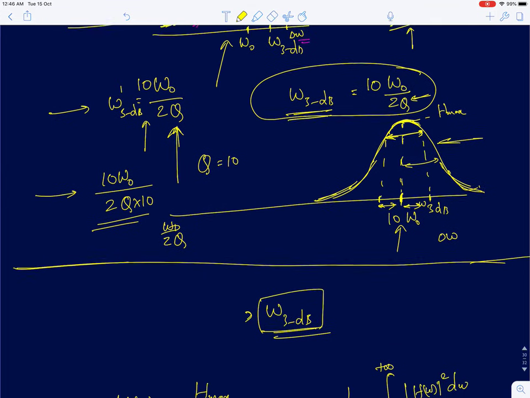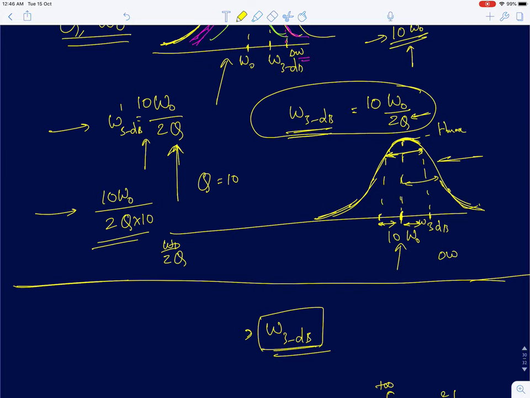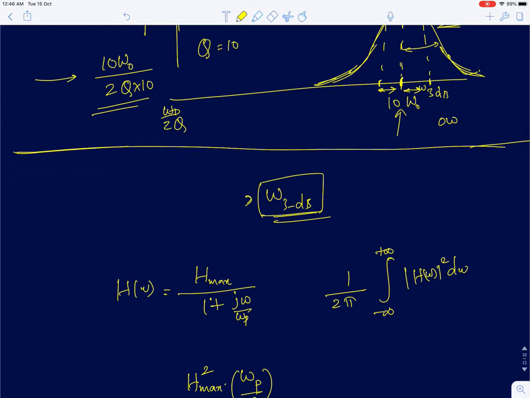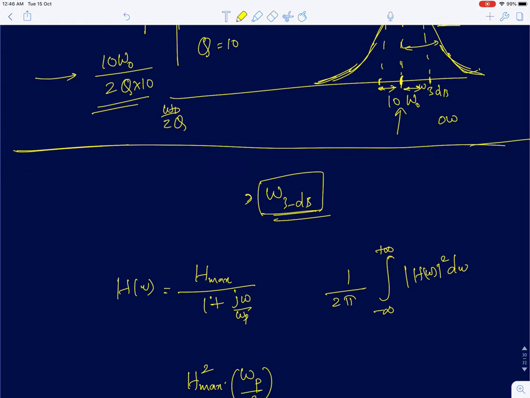So now the final point of discussion here. Now that we have analyzed the bandpass transfer function as a frequency translated low pass transfer function, there is one other point which is very interesting. We'll see another interesting application of doing this approximation. One of that is trying to find the energy of the transfer function, which is nothing but 1 by 2 pi integral of mod of h of omega the whole square d omega.